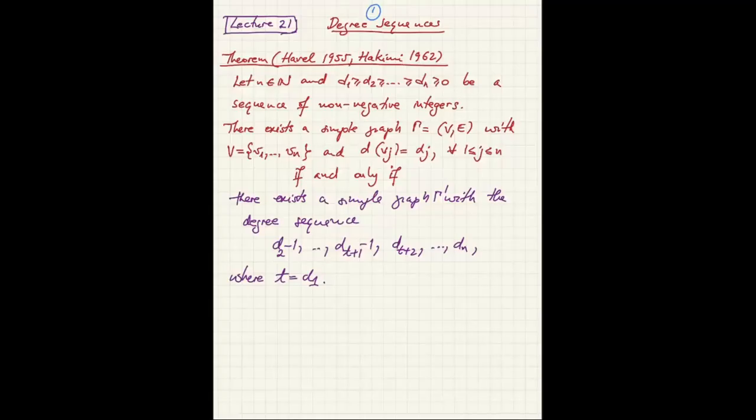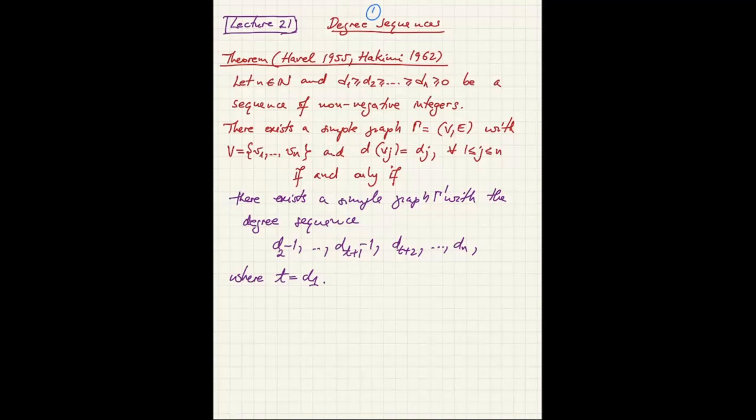Hi, welcome to the 21st lecture of our graduate combinatorics course. Today we'll start where we left off in the previous lecture, namely talking about degree sequences. And in particular, we'll discuss this theorem of Havel and Hakimi, which gives a necessary and sufficient condition for a sequence of non-negative integers to be graphic, to be a degree sequence of a simple graph.